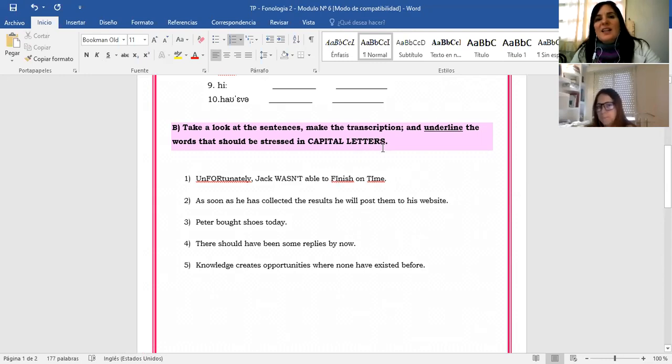Exactly. Yes, underline the words that should be stressed in capital letters. Exactly. En realidad no dice que tenés que poner en capital letters, tenés que subrayar las que deberían estar acentuadas. Lo que yo considero, el acento, ¿dónde va el acento? O le pones capital letters, or you underline, or both. Okay. One of the two options, no las dos. Okay? Clear, yes. So remember that negatives are always stressed. That's important.